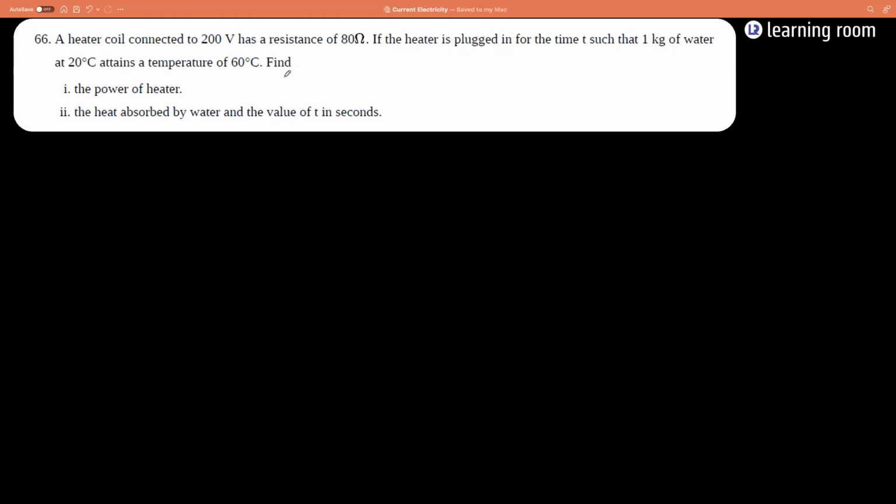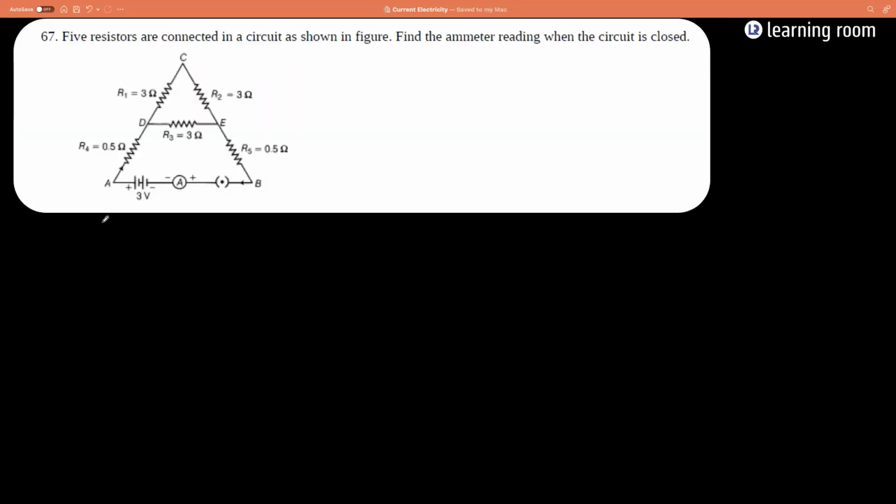So this one you need not do actually, because mass, specific heat and all will come. You need not do this. Leave it. Do this.